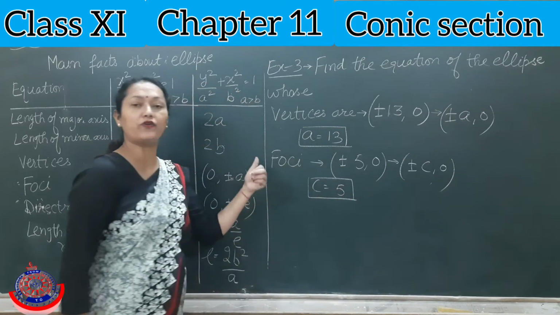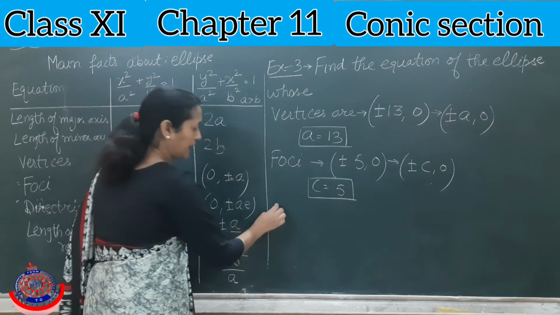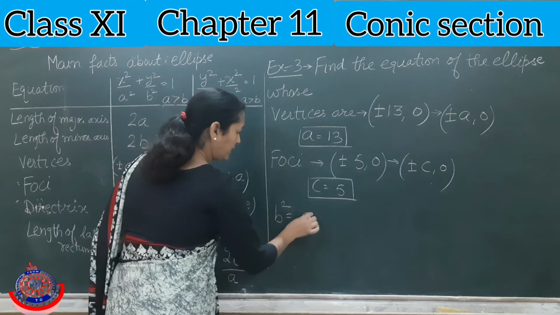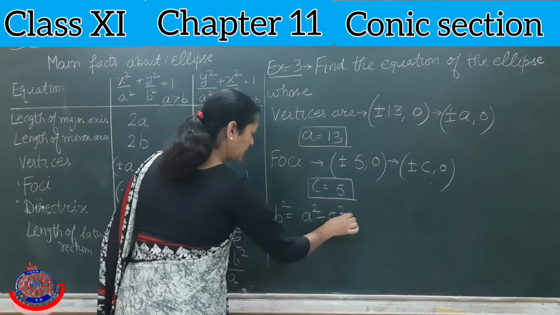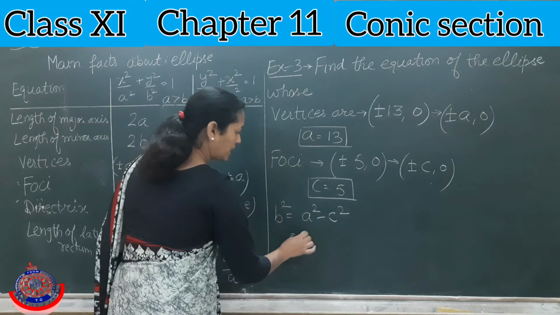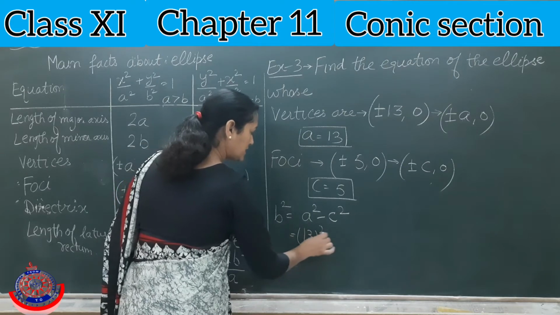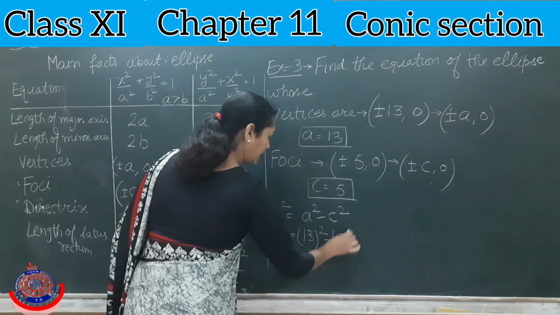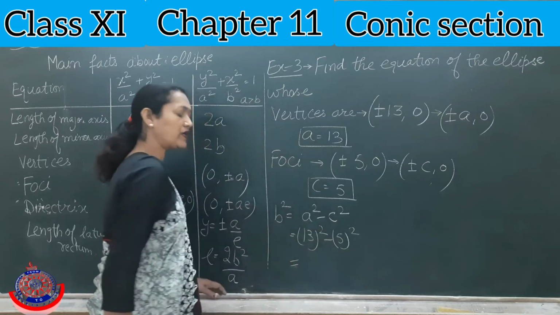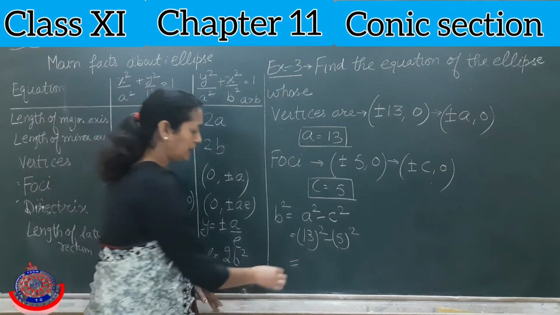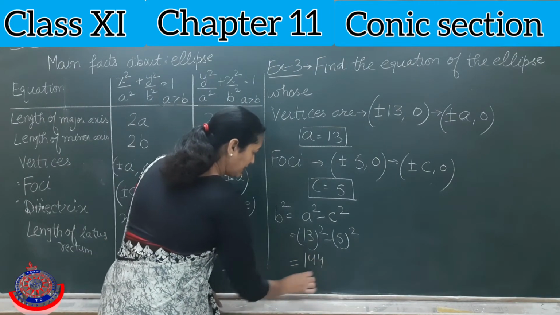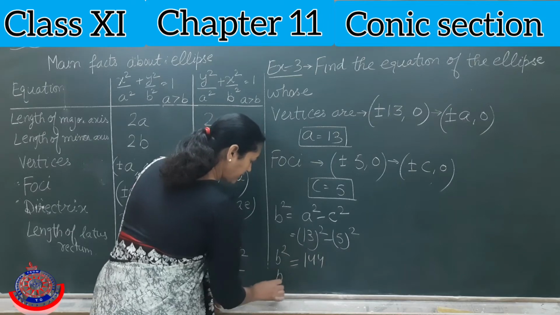And using the relation of a, b and c, we will be writing b square is equal to a square minus c square. So that will be 13 square minus 5 square, 169 minus 25 will be 144. So b will come out to be 12.